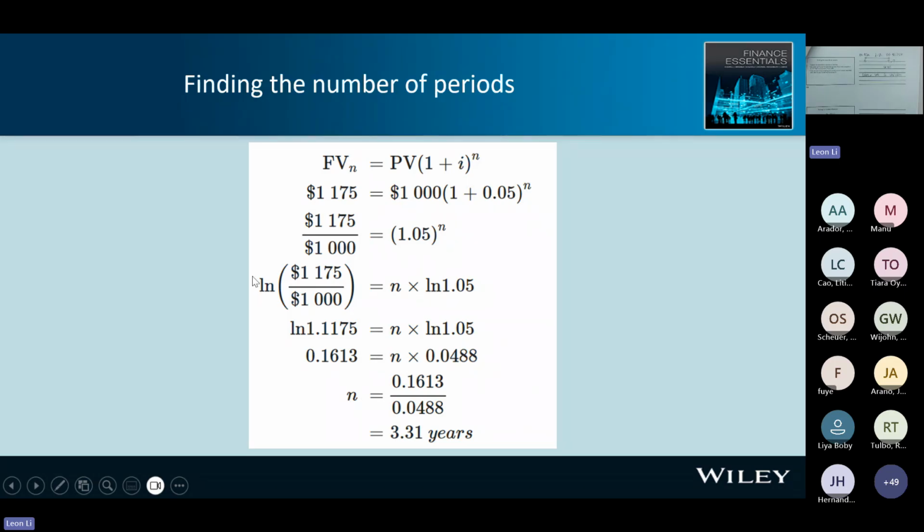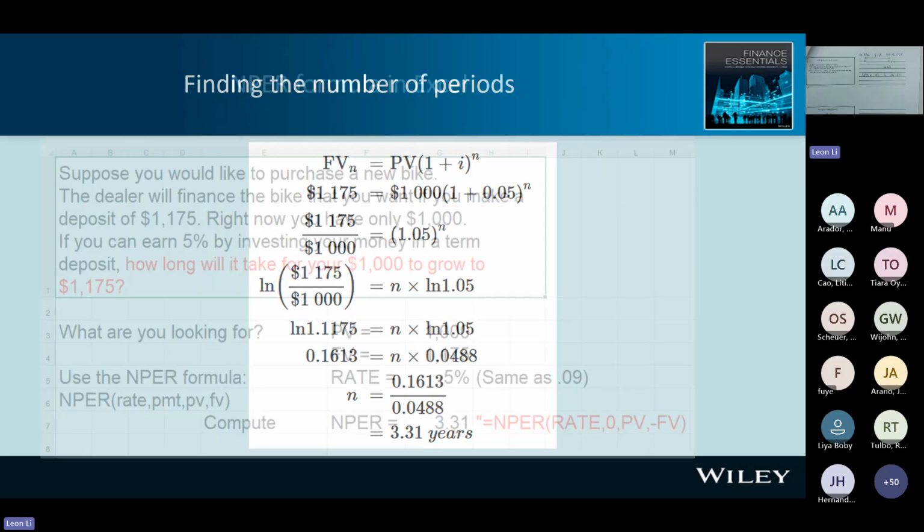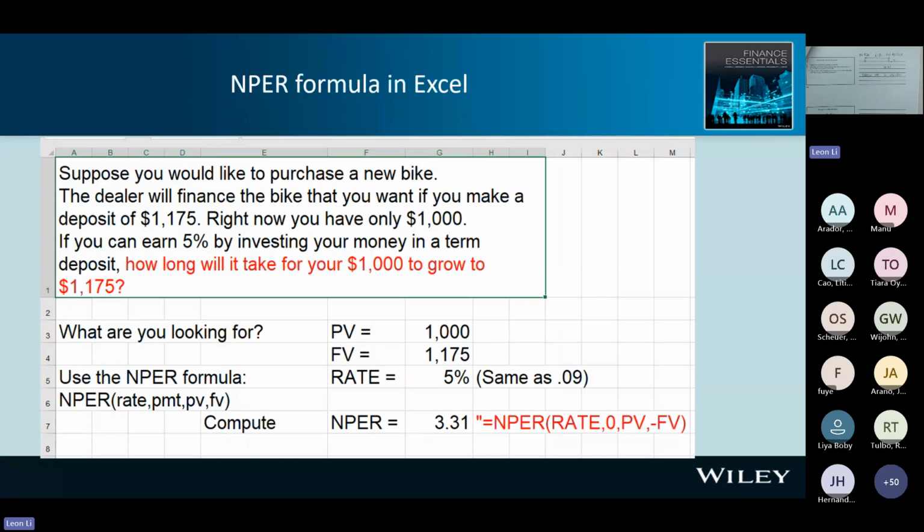Number of periods, right? Ln is the natural log, but however, I don't want to spend time to discuss the natural log. It's not necessary, all right? I know I learned natural log when I was a high school student, but it's not necessary. What I remember is here, I have 4 variables for the relation. By given any 3 of them, I may know the fourth, all right? So this slide is just for your reference. Our focus will be the NPER formula in Excel, right?